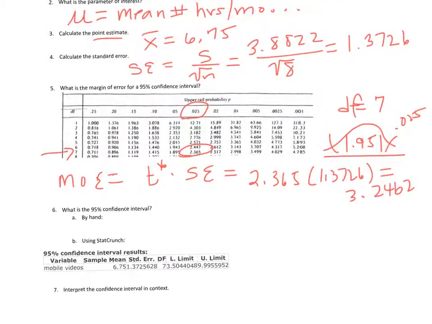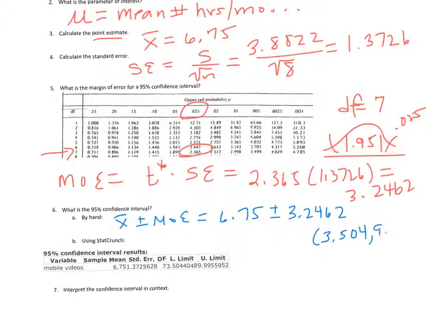So by hand, we'll do it a couple of ways. By hand, we're going to take, again, x bar, and then we're going to add and subtract this margin of error. So that's 6.75 plus or minus 3.2462. So if you work that out, you get 3.504, comma, 9.996. So that's your 95% confidence interval to estimate the population mean mu.